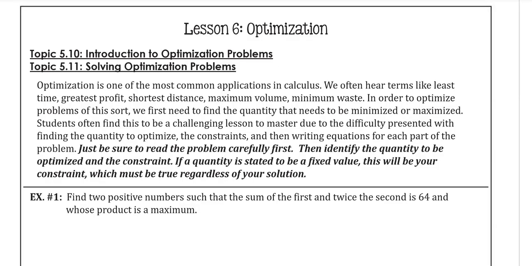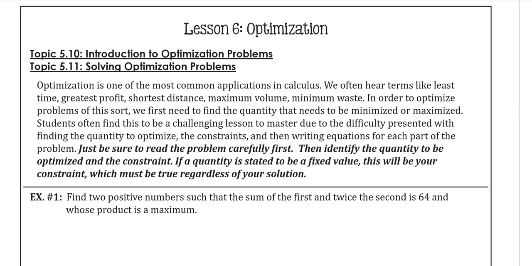This is Unit 5, Lesson 6, Part 1, Optimization. Optimization is one of the biggest reasons that calculus is studied and used. We look for things like the least amount of time, greatest profit, shortest distance, maximum volume, minimize waste. We want to optimize a situation to save money or to make money or to streamline a process.